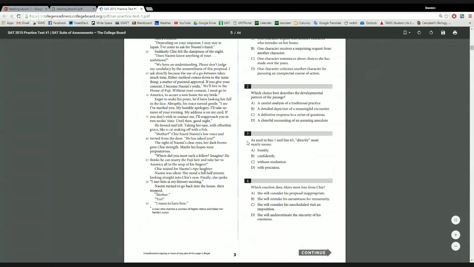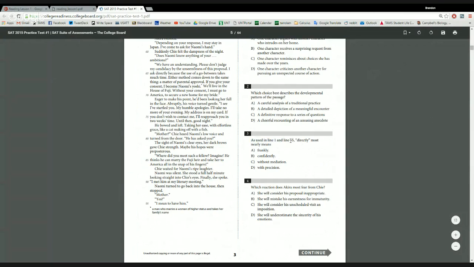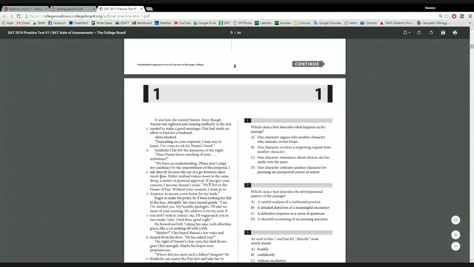All right, number 3. As used in line 1 and 65, directly most nearly means. Now, if you haven't been on the stream earlier, I discussed how you should plot questions when they're given the line. So right now, you can see line 1 and 65. We're going to go to line 1, and we just circle directly and mark the line, and go to 65, circle directly, mark the line 65.